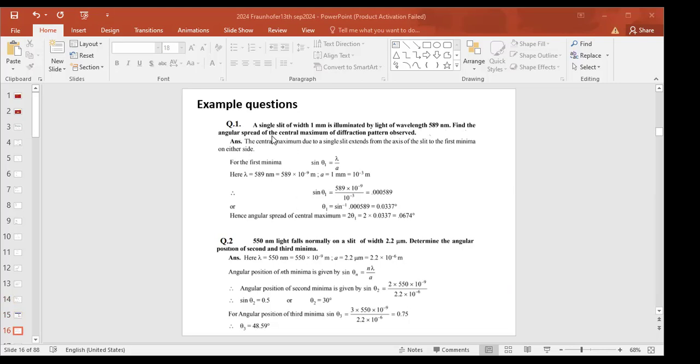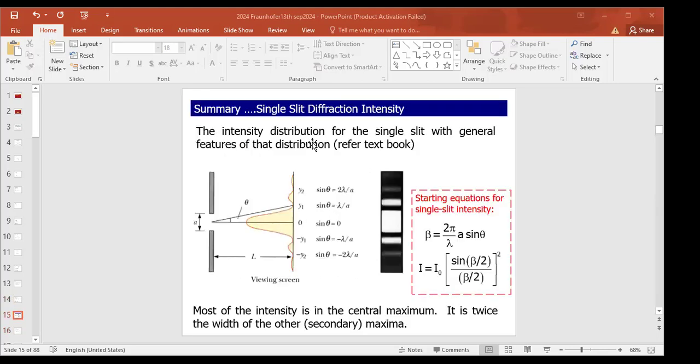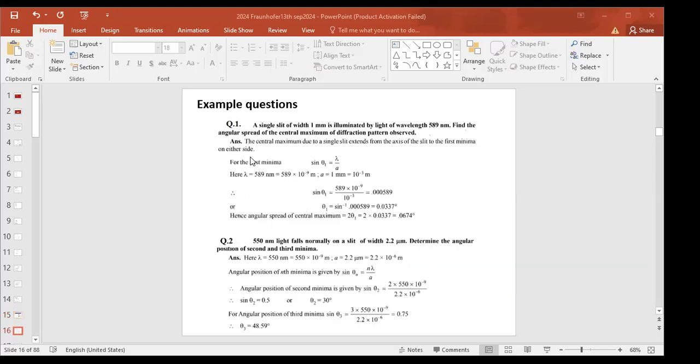Let's see one. A single slit of width 1 millimeter. So the slit width is given, right? And it is illuminated by light of wavelength lambda, which is also given, 589. Find the angular spread of the central maximum of the diffraction pattern. What is the angular spread? This theta here, and here again another theta. So that means 2 theta. If you find the 2 theta value, that is the spread, right? This distance.